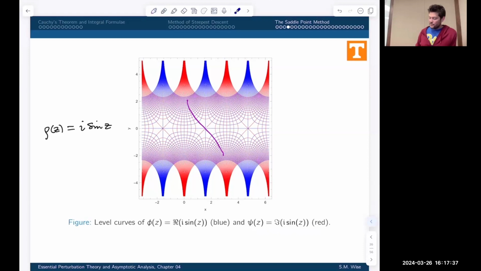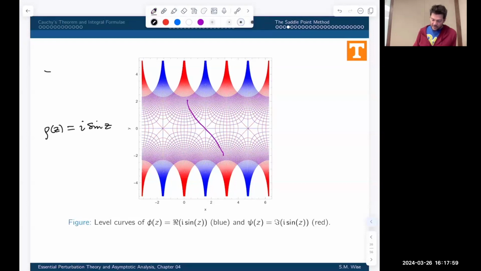And it goes through a saddle point of the phi function. That's because as I go down away from the saddle point, I'm decreasing, and down away from the saddle point, I'm decreasing. But if I go in the perpendicular directions, I'm increasing. So this is a classical saddle point.